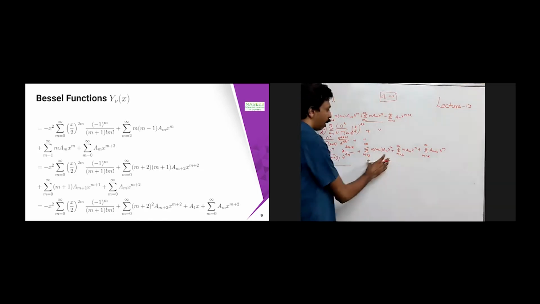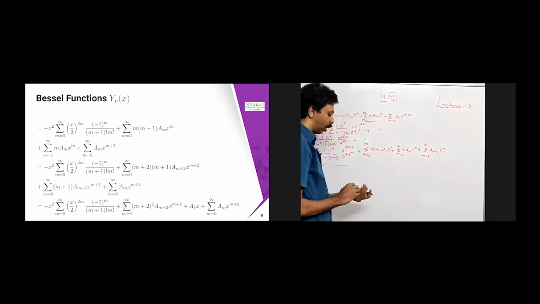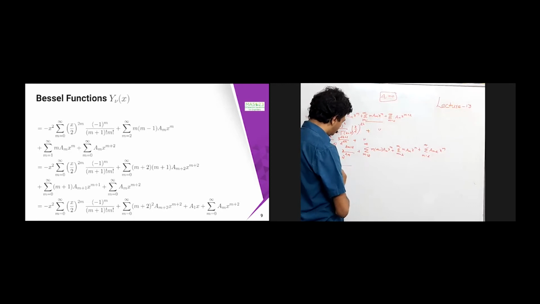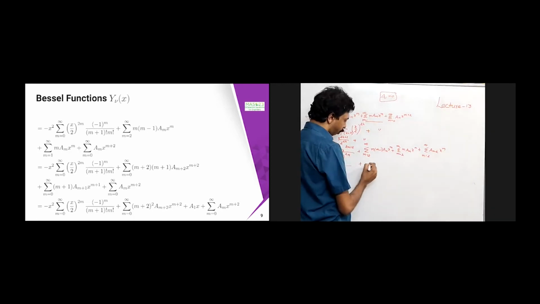Okay, so therefore that is going to vanish. Now what I have here, there is no other. In the first term there are only even powers, no odd powers. Here we have even powers and odd powers. Now I am going to simplify this. This one as it is, I am going to write m equal to 2 to infinity.